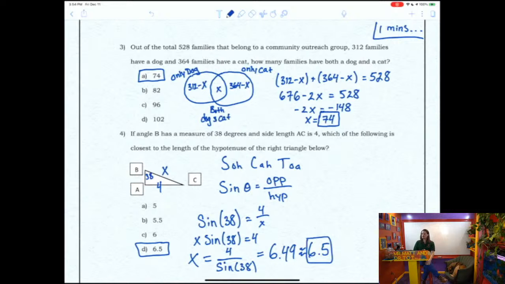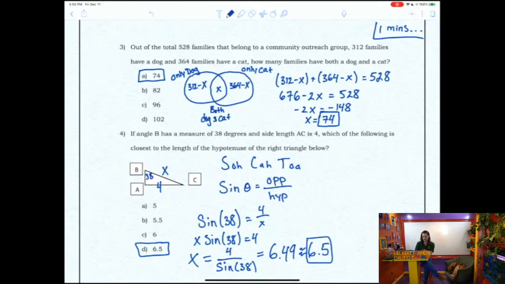Okay, so for number 3, with this type of problem where you have a portion that's included in the totals, if a family has a dog, it doesn't mean that it doesn't have a cat. So that's the problem here, that there are some families that have both dogs and cats, and you can tell that that's what's going on because if you take the 312 families that have a dog and add it to the 364 families that have a cat, you end up with 676, which is greater than the total number of families at this community outreach group in the first place. So that doesn't really make sense.